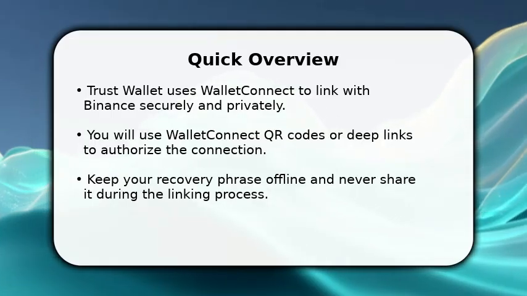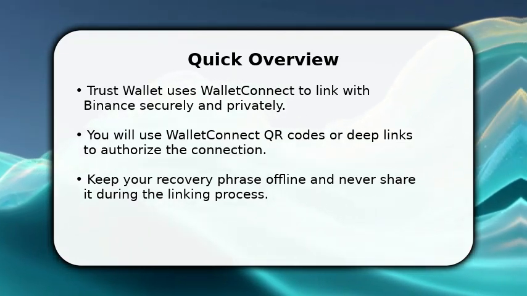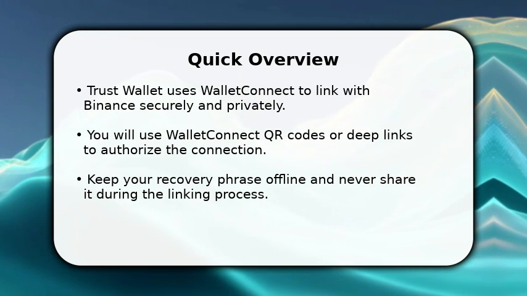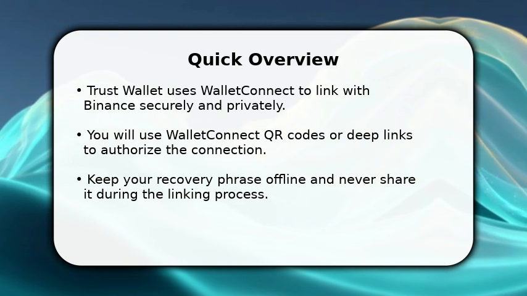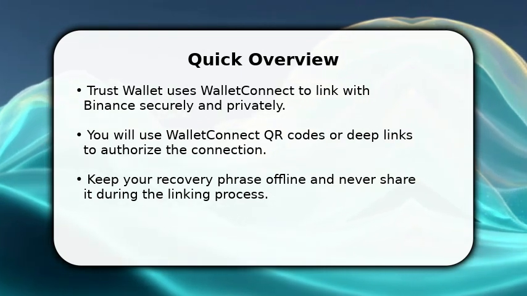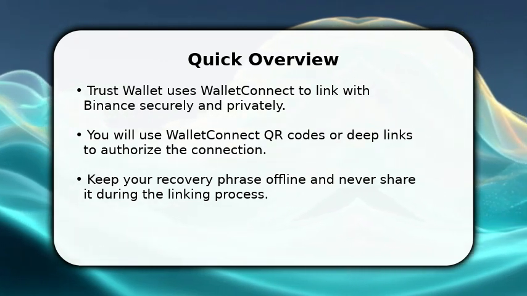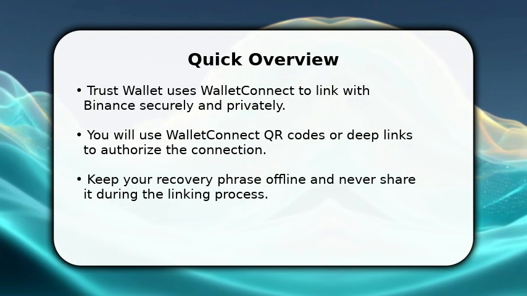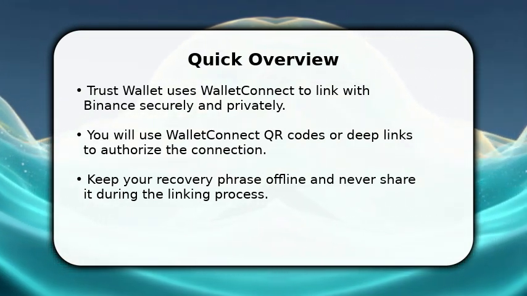In this video, I will explain how to connect Trust Wallet to Binance step by step. Open Trust Wallet and tap Settings, then choose Wallet Connect to begin pairing with Binance. On Binance, select Connect Wallet and scan the QR code or tap the deep link to approve. Confirm requested permissions and review the address carefully before authorizing any transaction from Trust Wallet to Binance.